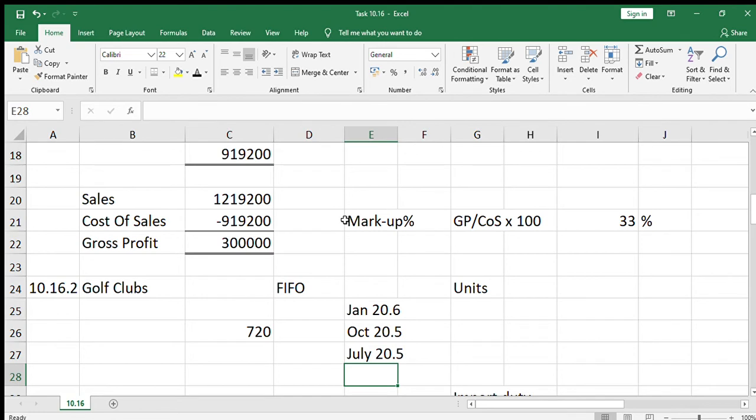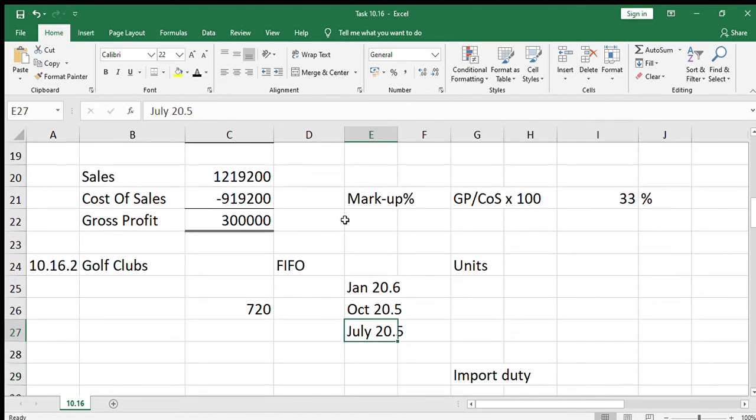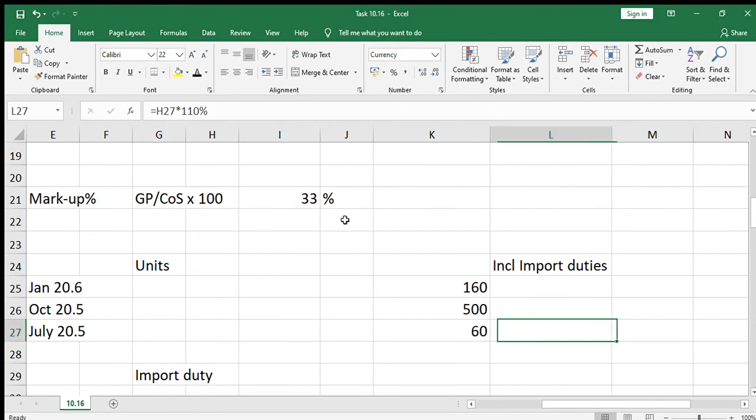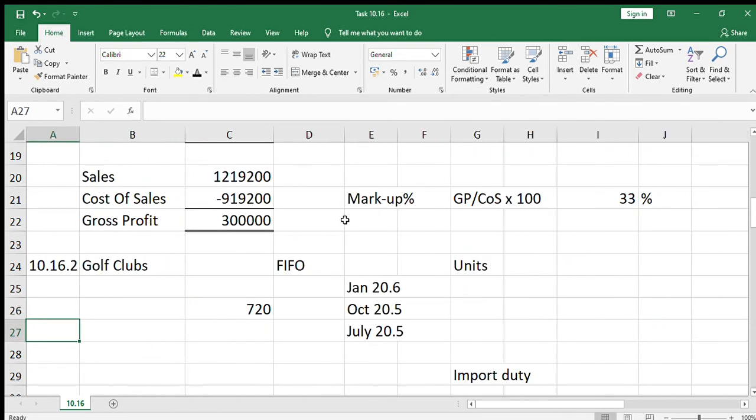Okay, now we're going to do some calculations on the FIFO method for the golf clubs. Now with FIFO we can do it two ways. One way we add the import duty at the end, and another way where we include the import duties from the beginning. I'm going to show you both, and you can just decide on what you're more comfortable with. Okay, so if you look at the table, we have 720 units of closing stock of the golf clubs. We're going to look at the purchases schedule from the latest purchases. So that means we're going to start with January.